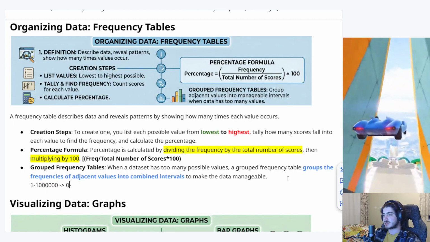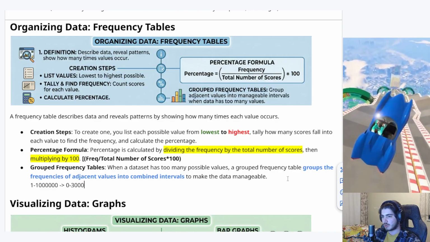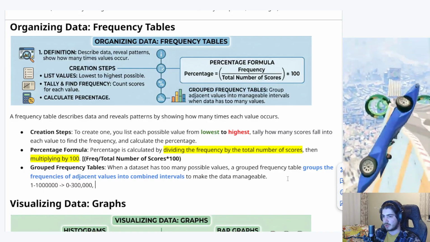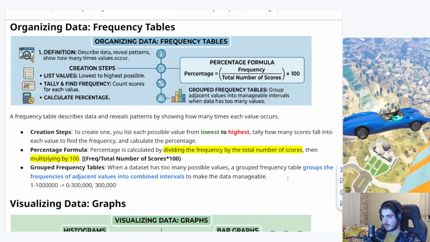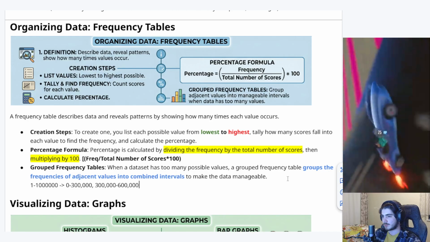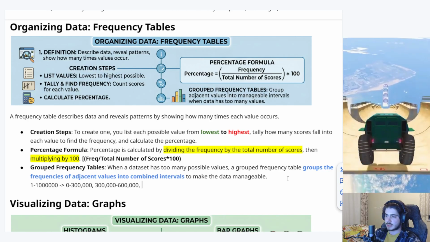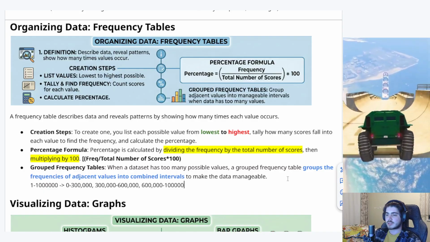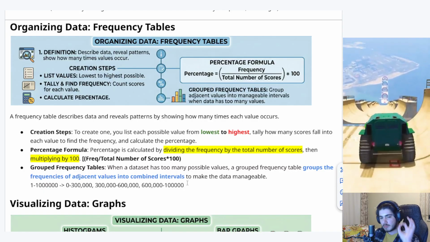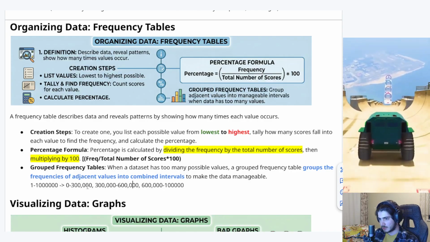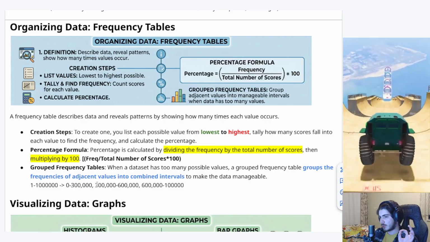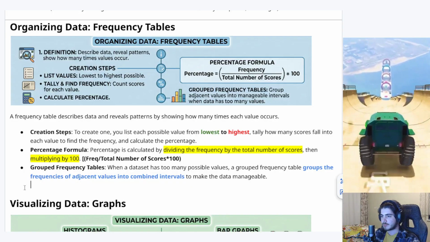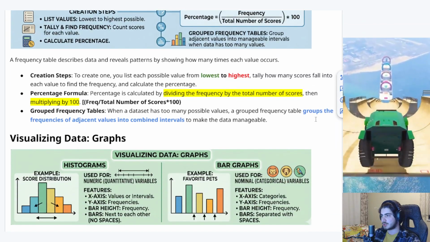Let's say we create different groups: 0 to 300,000, for example. And then we have another group between 300,000 and 600,000. And then we have another one that is just 600,000 to, I don't know, 1 million. So instead of dealing with 1 million separate values, we only have to deal with literally 3 variables now, or 3 scores. So that's what you do.